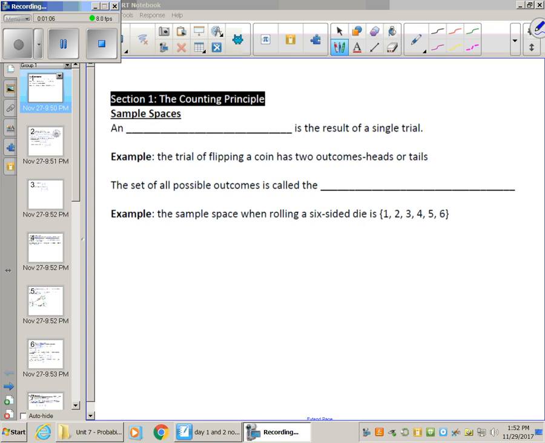Now, before we start talking about counting, we need to discuss sample space. Whenever we're talking about probability, we need to know what's in the sample space of the things we're trying to find the probability of. So, sample space. What is sample space? An outcome is the result of a single trial.